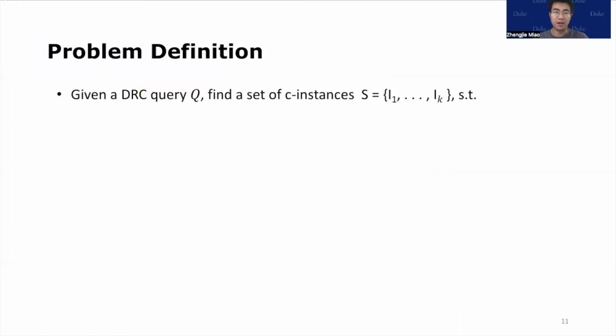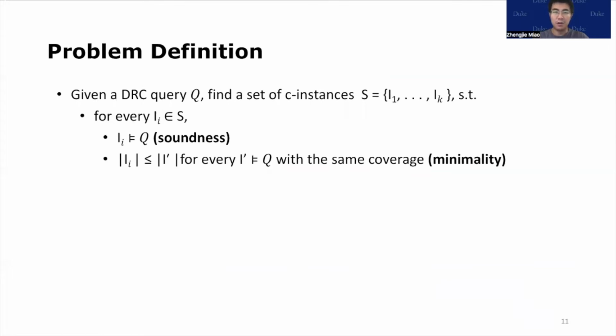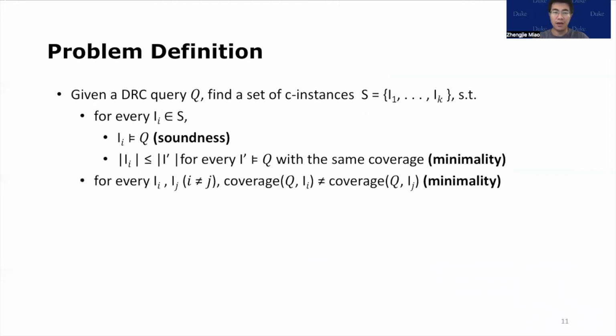Now we can define our problem of query characterization. Given a DRC query Q, we want to find a set of instances such that every instance satisfies Q. There exist no other instances of the same coverage with smaller sizes. And for every pair of instances in the solution, there are no two instances of the same coverage.